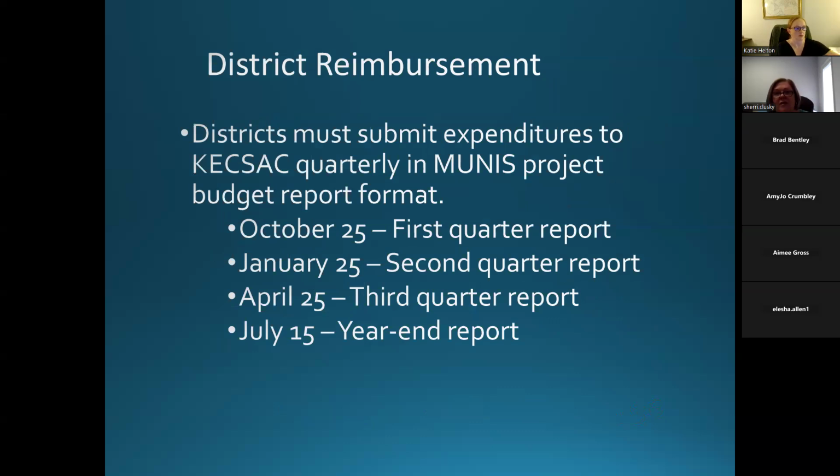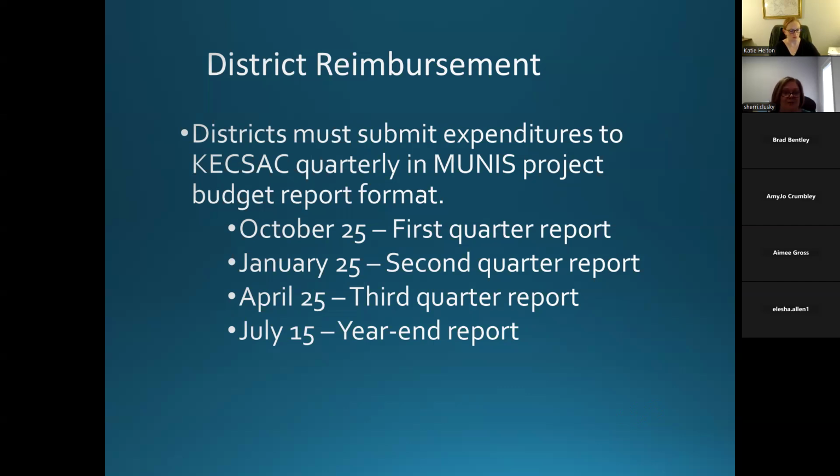Any questions? Okay. The district reimbursements. Districts must submit expenditures to KECSAC quarterly in the munis format. It's very important that you do your reimbursements, and it's very important that you spend your money.